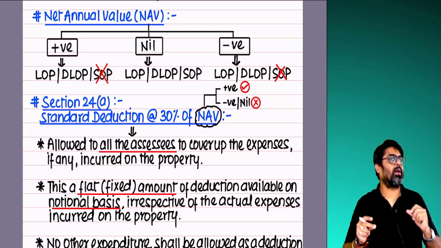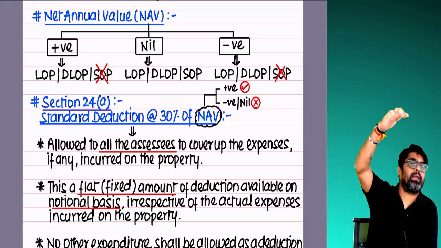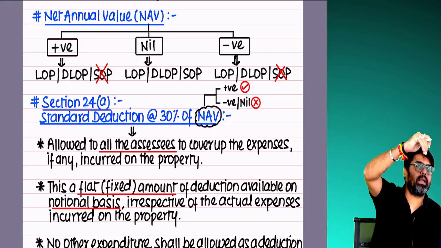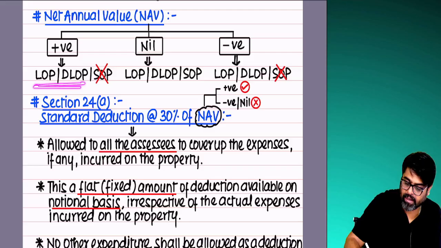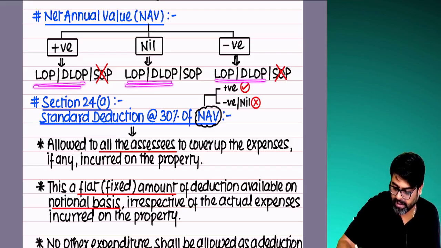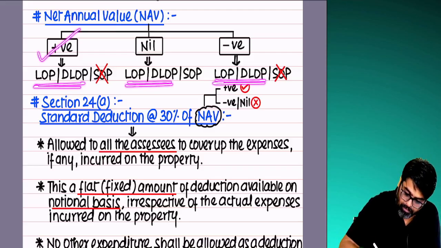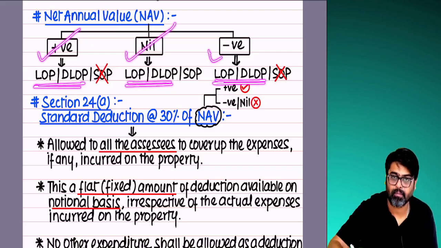Okay, see, wait now, pay attention. GAV minus municipal tax. In case of LOP, DLOP, it can be positive also, it can be nil also, it can be negative also.